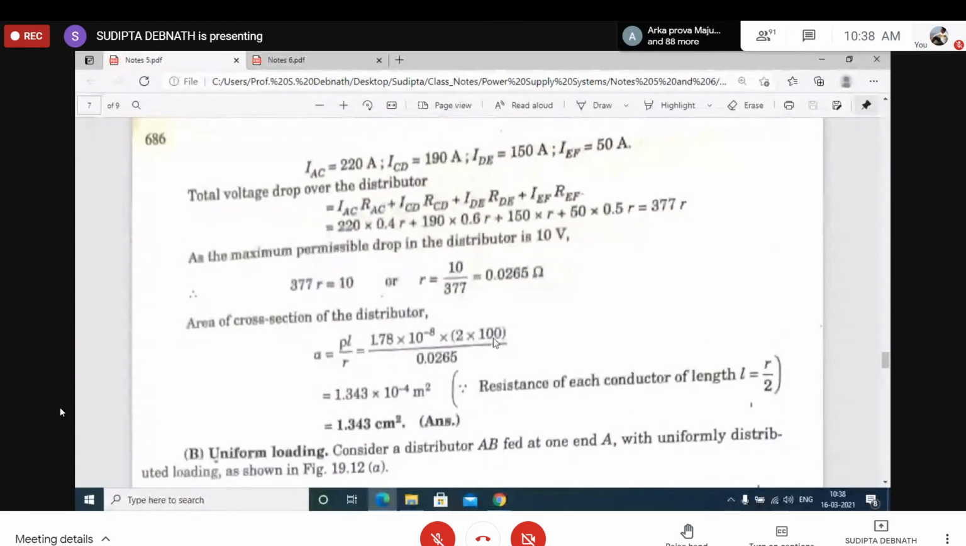So they have used R by 2 here. The 2 is actually here; it should be here. So from here, what is R? R is for both conductors. For each conductor, it will be R by 2. R by 2 will be equal to rho L by A. From here they have found out the value of A. Is it clear? Any question from here? No question. Okay, then I will proceed to the uniform loading.